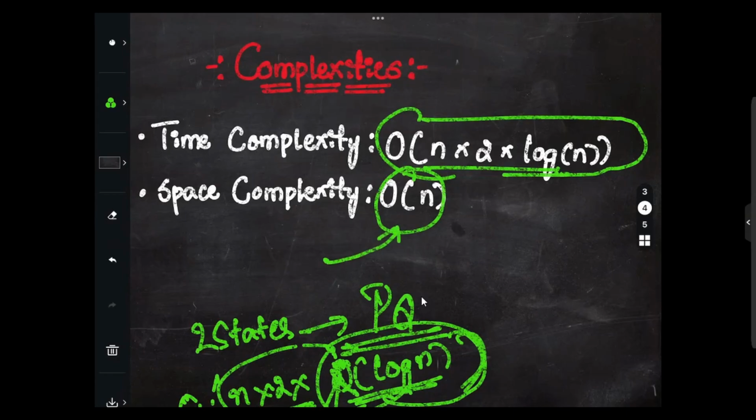So the time complexity and the space complexity of the code that we'll be writing would be big O of n into 2 into logarithmic n and big O of n, right? I hope the complexities part is completely clear along with the approach. As we are completely familiar with the approach and the complexities, we are good to write the code. Let's start writing the code.